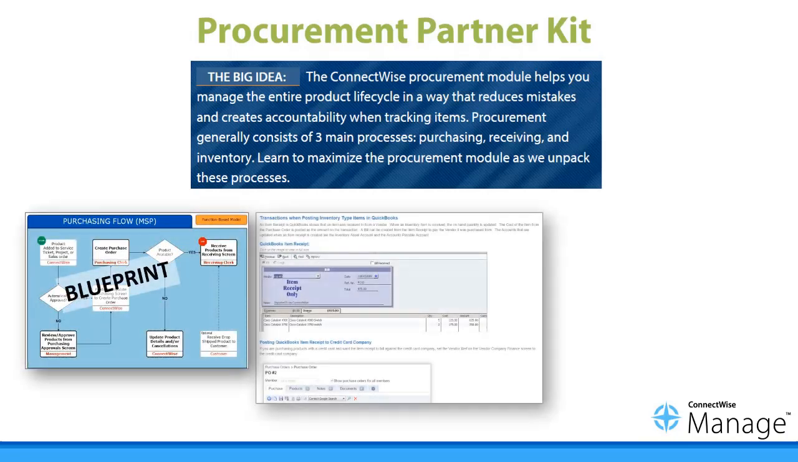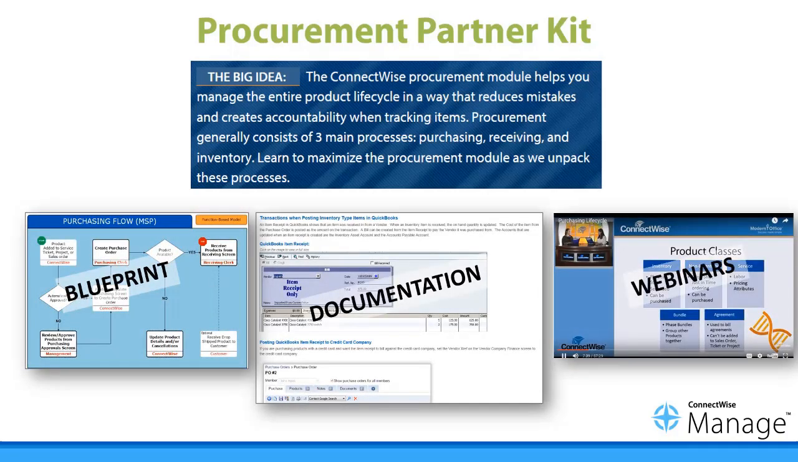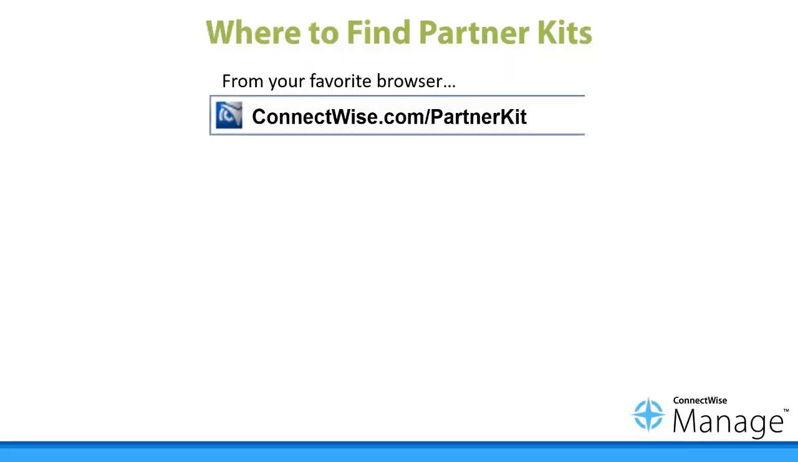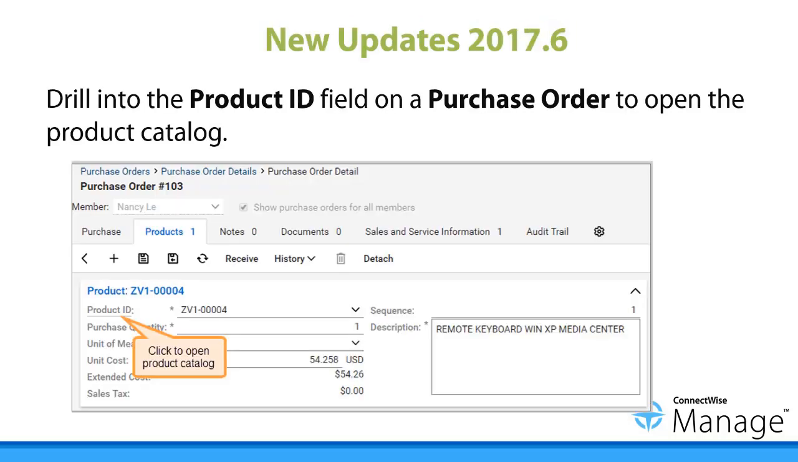Learn more with the Procurement Partner Kit. It includes blueprints, documentation, and webinars, all in one convenient location. You can easily find partner kits using the simple link, connectwise.com/partnerkit.